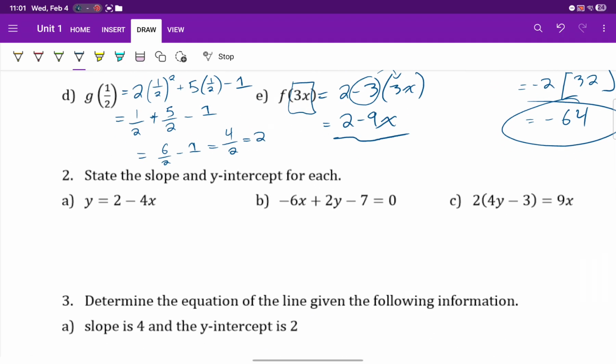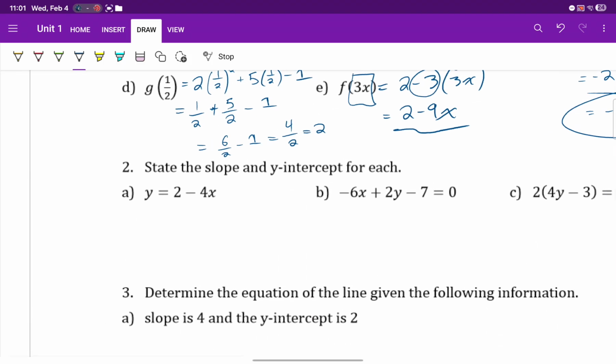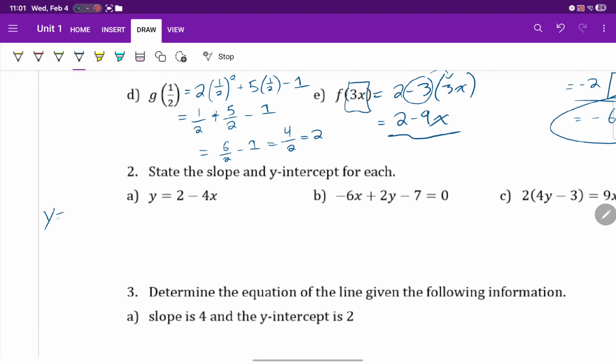Okay, state the slope and y-intercept for each. Okay. This would be grade 9 stuff here. Okay, so y equals mx plus b. It may be a little bit since you've done this stuff, but I'm giving you kind of a recap here. So y equals mx plus b is your slope y-intercept. This is our slope. This is our y-intercept. So as long as you have y isolated, you can determine your slope and your y-intercept.